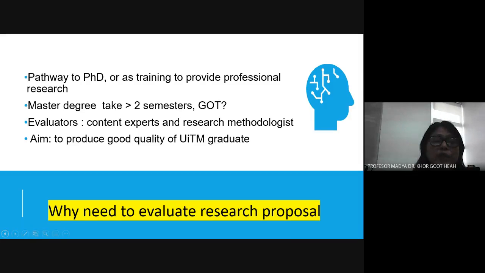So why do we need to evaluate the research proposal? First of all, we know that a master of research can be undertaken as a pathway of qualification to a PhD, as well as it can be a training platform to provide professional research skills. So usually the research project by master degree will take at least 2 semesters to complete. But usually our master students will take more than 2 years to complete their master degree.